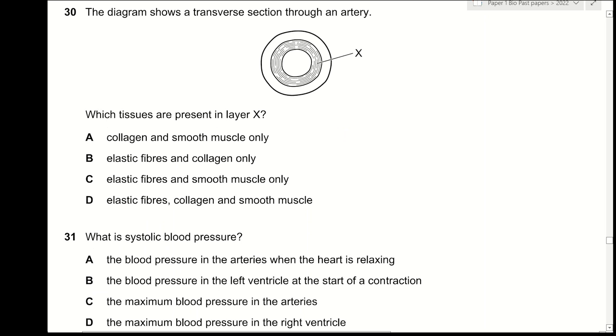Question number 30. The diagram shows a transverse section through an artery. Which tissues are present in layer X? So layer X is the tunica intima, and the mnemonic to remember what's in the tunica intima is going to be CES. So CES: C for collagen, E for elastic fibers, and S for smooth muscle. Therefore, the correct answer is going to be D.